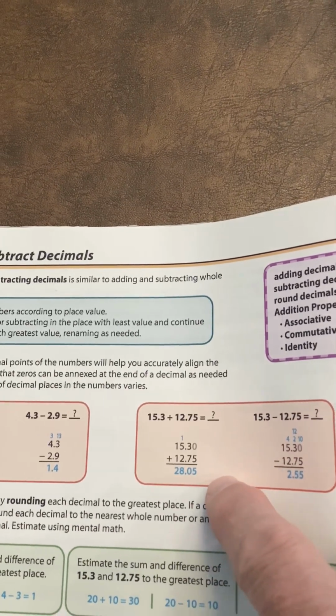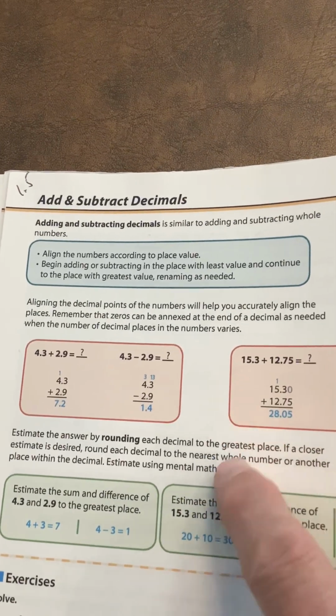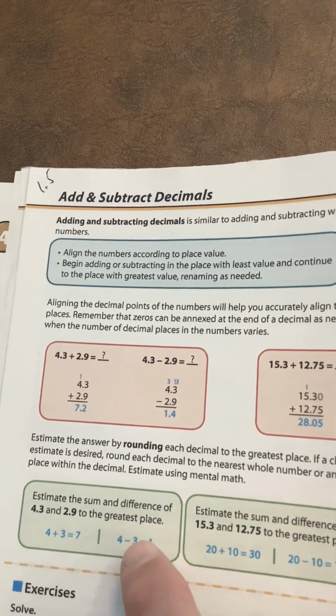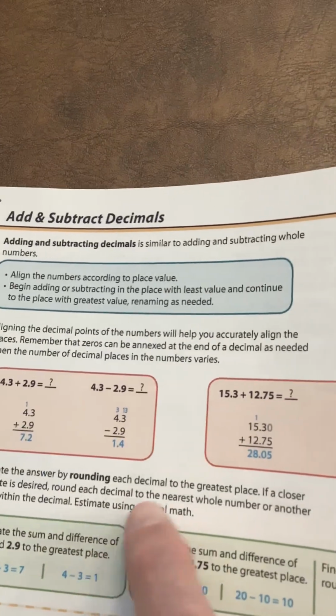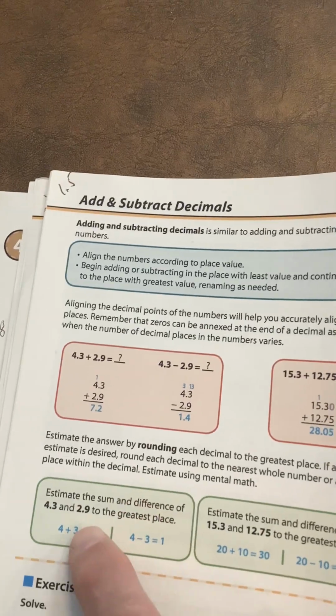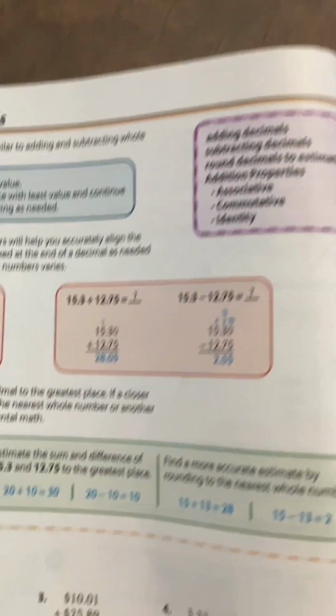Anyway, so here's some examples. I'm pretty sure you're already okay with that. And then rounding, they'll tell you how they want you to round it, to the tenth or to the whole number or whatever. So here we go, number 3. Oh, first off, properties.